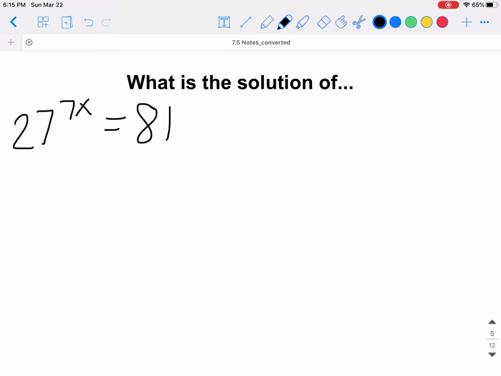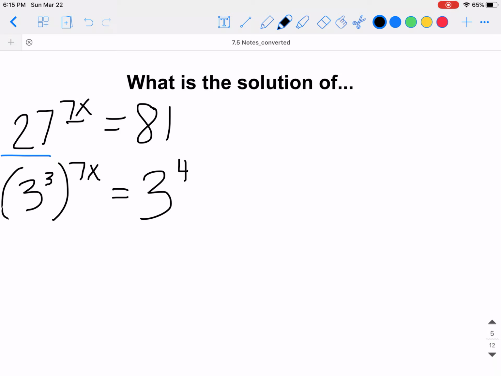So we have 27 raised to the 7x power equals 81. We need to get a common base. So let's think about what number raised to the power gives us 27. 3 raised to the 3rd power gives us 27, but we can't forget about this exponent, so we're still raising everything to the 7x power equals. To get a common base, now we need to raise 3 to a power to get 81. 3 raised to the 4th power gives us 81.